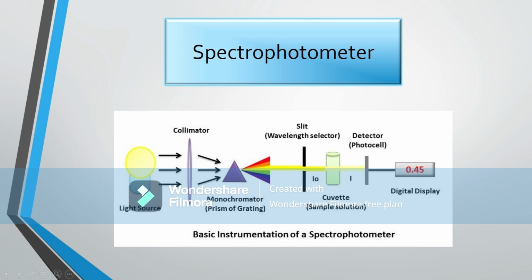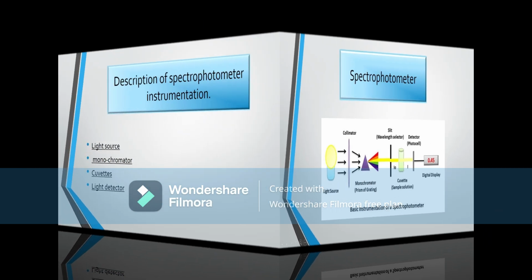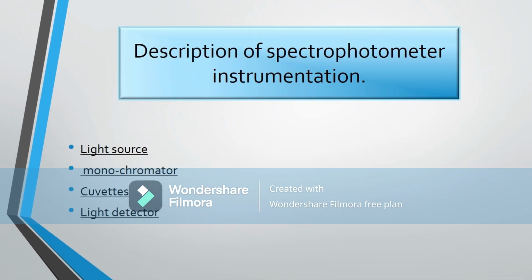Absorbance is actually how much the sample has absorbed from the incident light, while transmittance is how much the sample has transmitted unabsorbed. As the transmitted radiation strikes the detector, the detector detects the transmitted radiation signals and converts them into a digital display. So next is a description of spectrophotometer instrumentation.